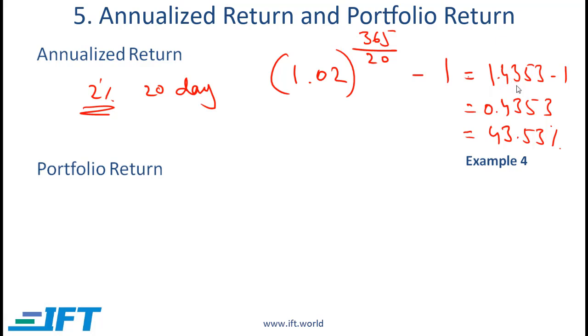Here is what you should get: 1.4353 minus 1, and that should lead you to 43.53%.